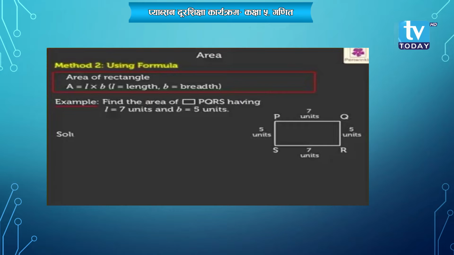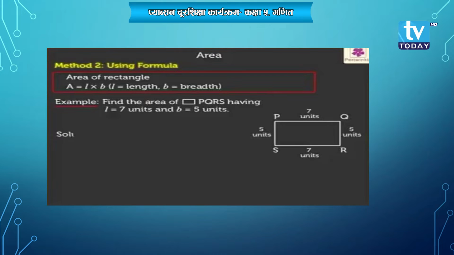Now, especially in grade 5, we are going to learn about two pictures, that is the area of the rectangle and the area of the square. How to find the area of the rectangle and how to find the area of a square. One question is here for you: find the area of rectangle PQRS having L equals 7 unit and B equals 5 unit. Have you seen this picture?